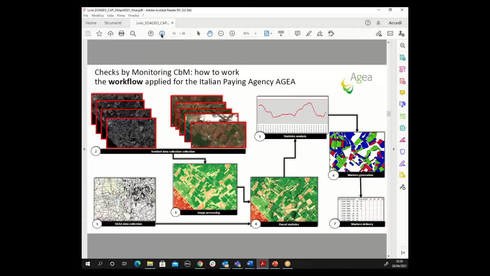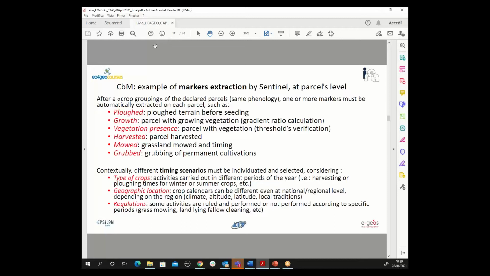Just an example of which kind of markers we are able to extract in an automatic way by using Copernicus data. So plowing, growing, vegetation present, harvesting, mowing, that is cut of grassland, and the grub, especially for permanent crops. Obviously, it's not so easy because we have to take into consideration the type of crops, which period, the phenology, but also the different geographic position, the slope, the altitude, the latitude, the local tradition. So we have to use a specific driver for each portion of land to extract a good result using Copernicus data in an automatic way. Also, we have to pay attention to the regulation that can change every year. It's very important to pay attention to this situation.